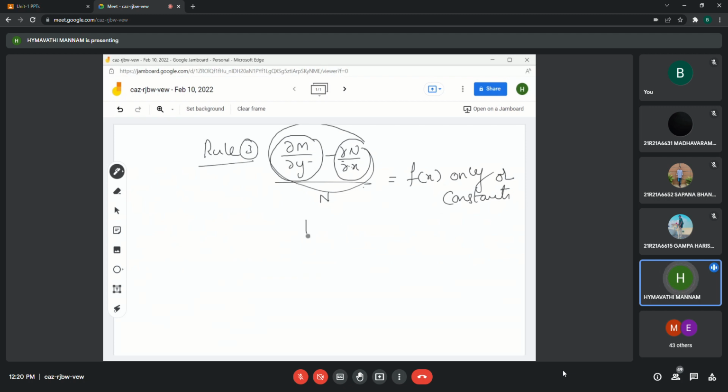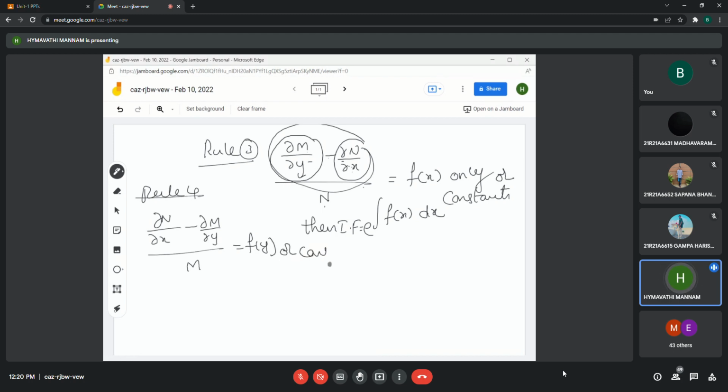Then what is the integrating factor? The integrating factor is e power integral f of x dx, if dou m by dou y minus dou n by dou x divided by n is a function of x only. For rule 4, we divide with minus 1 by m. Writing rule 4: dou n by dou x minus dou m by dou y divided by capital M is equal to a function of y only, or a constant.